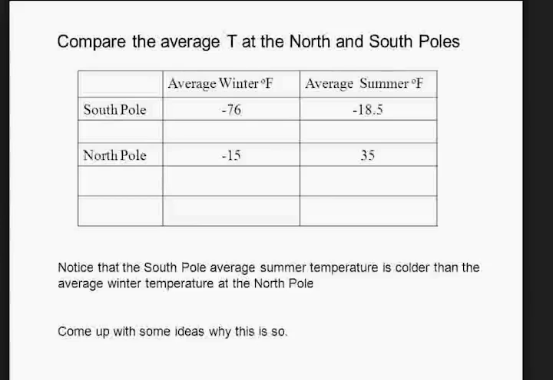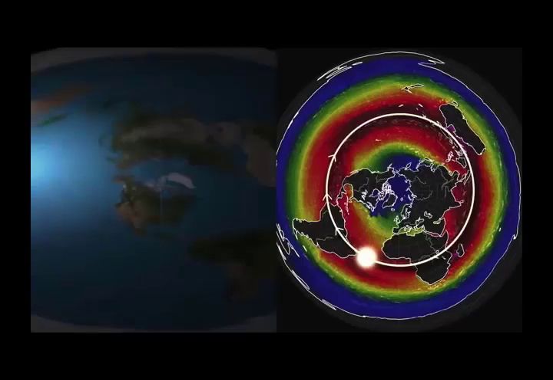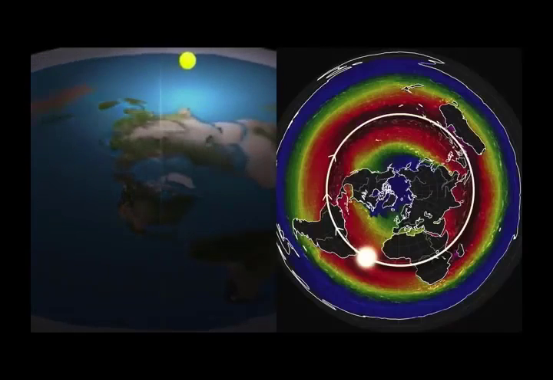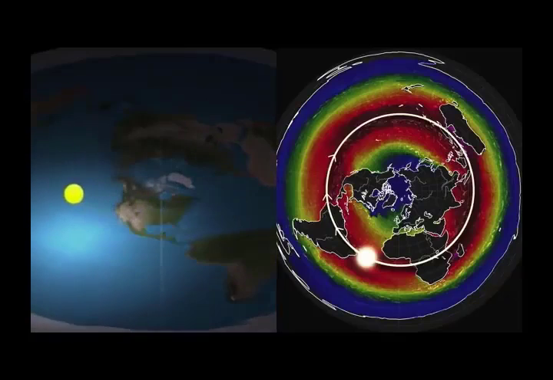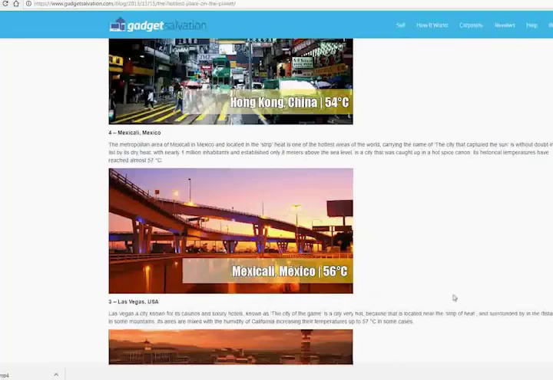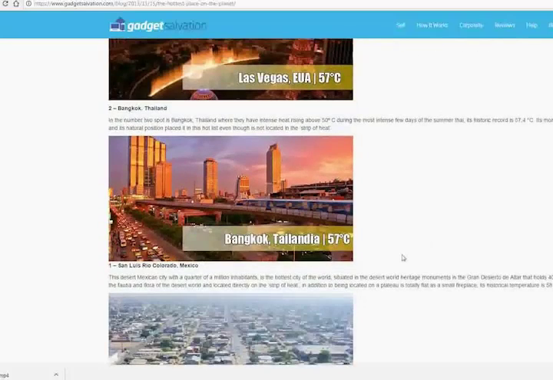So which model better explains seasons? Easy, the flat Earth model. The flat Earth model has the South Pole along a much larger line and further from the sun. Also, equatorial countries keep a very consistent temperature year-round, and northern cities get unbelievably hot, like Vegas and Mexicali, despite being slightly above the equator.